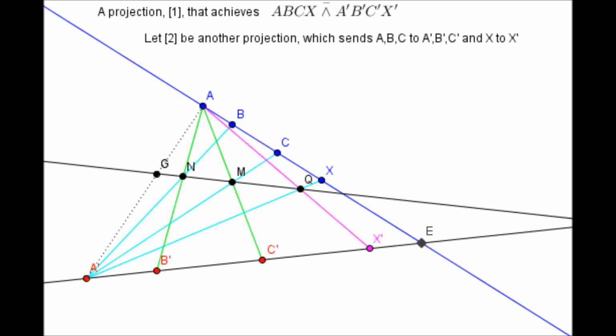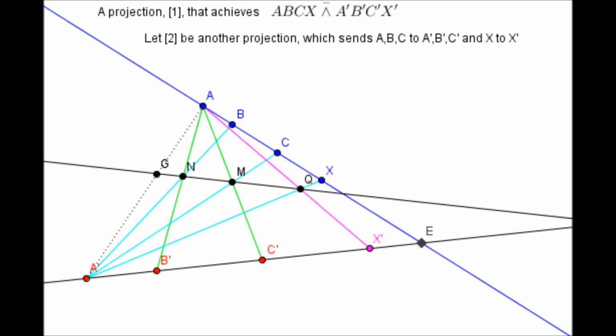Let me just say that again in a simpler way. The fundamental theorem of projective geometry claims that given that A, B and C are sent to A dash, B dash, C dash, the image X dash of X is uniquely determined. So okay, let's prove this by reductio ad absurdum. We'll assume that it's not true, and we'll find a contradiction.